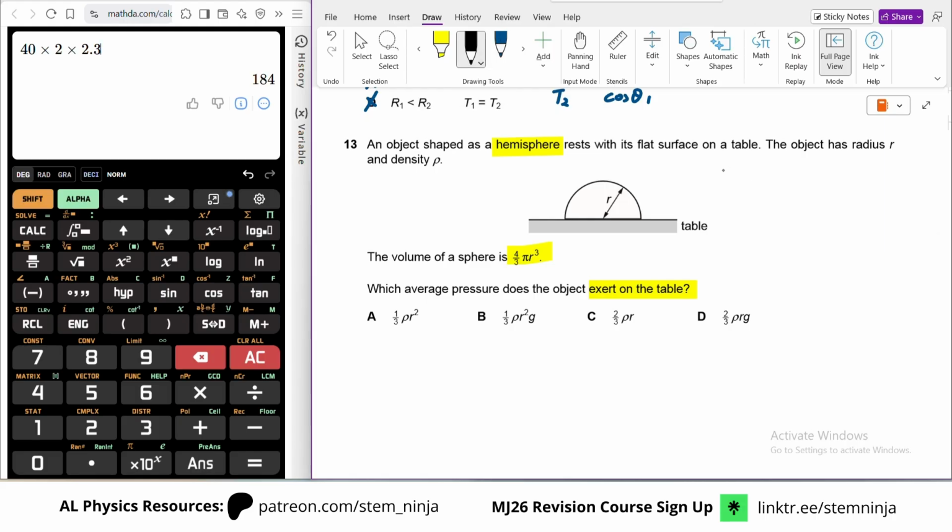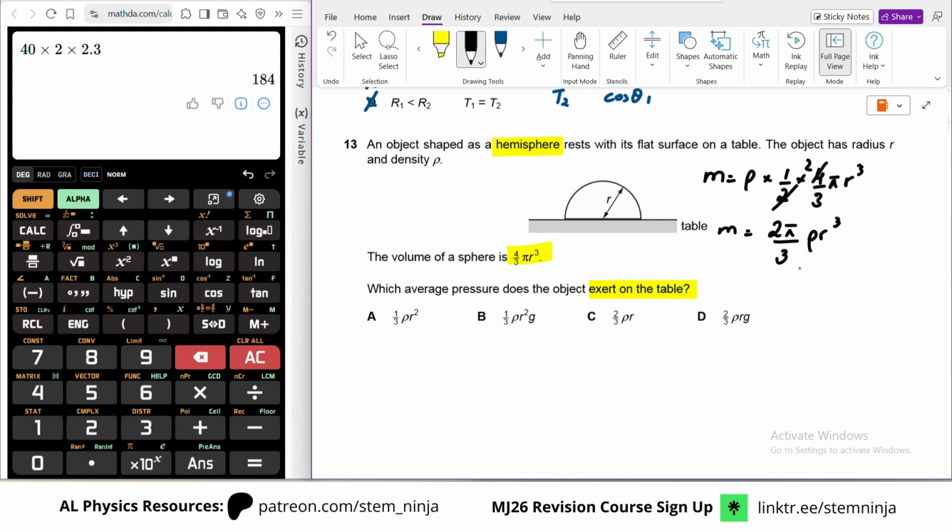Okay, so first off, we need to figure out what the mass of this is. Mass is basically that of half of a full sphere, since volume is half. So mass is rho times half of the full volume, 4 over 3 pi r cubed. So this is 2 pi over 3 rho r cubed. This is the mass.